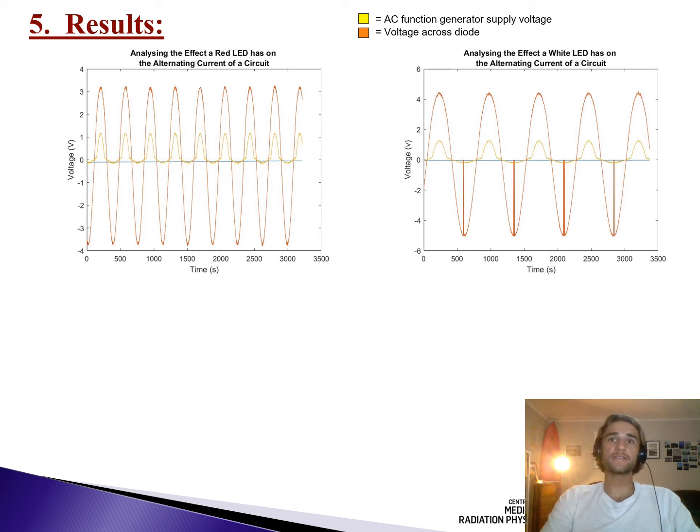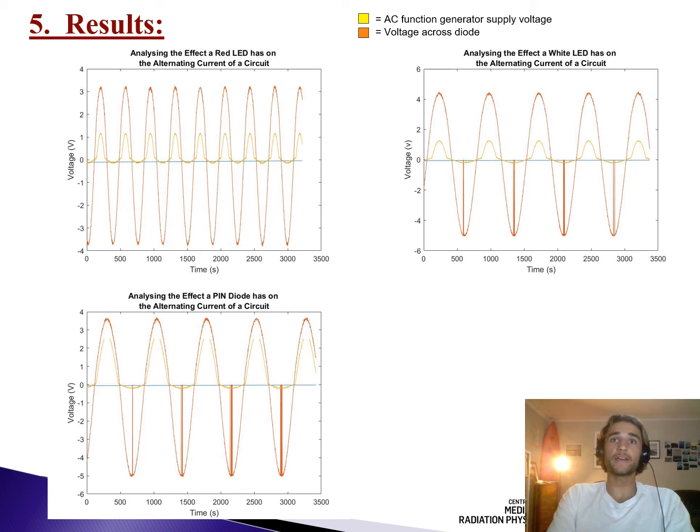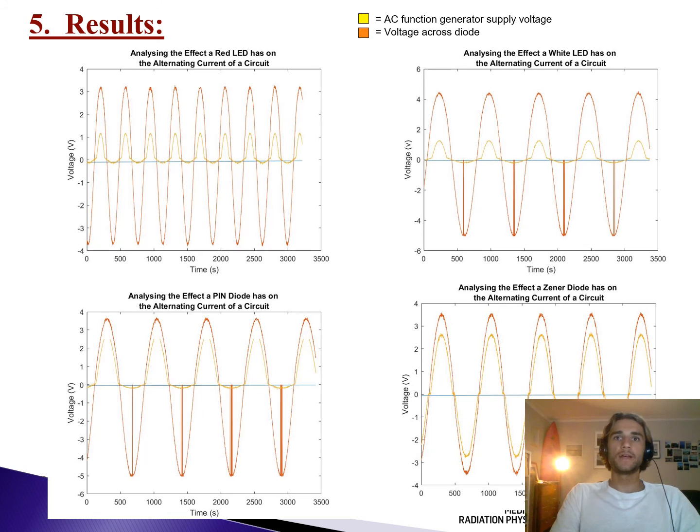This was also the case for the white LED, where we observe a voltage pulse every half cycle. This half cycle effect is also evident for the PIN diode. Here we can observe that the PIN diode is a poorer rectifier than the LED diodes since the voltage peaks across the diode haven't dropped as much. And finally, for the Zener diode, we observe current flow in both forward and reverse bias, as expected.